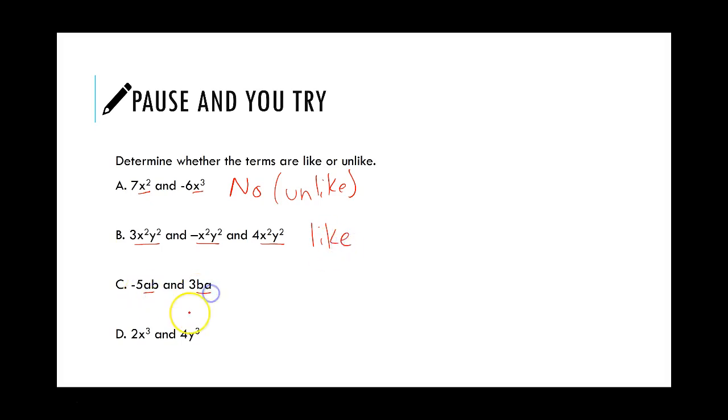This is similar to what we talked about. So again, order doesn't matter as long as same letters, same exponents. So those are like. And then these have the same exponents, but the letters aren't the same. So they're unlike.